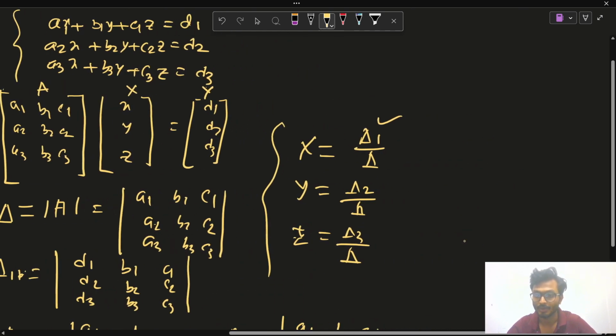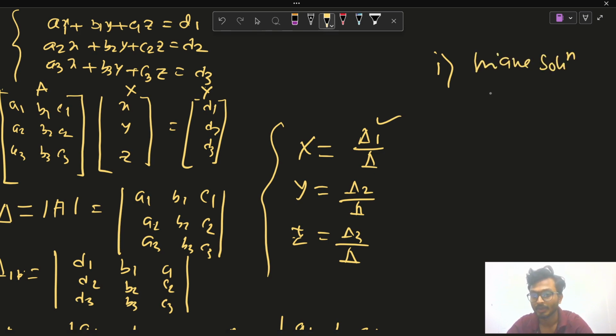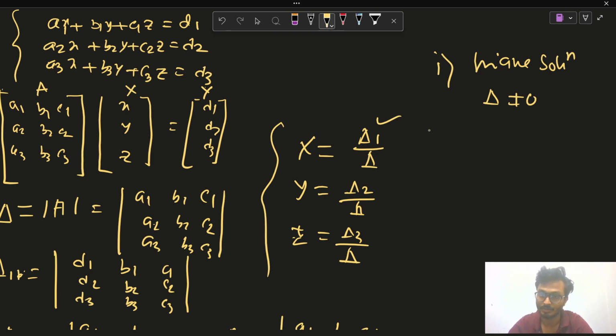Now there are some conditions. First condition, when we get a unique solution. For a unique solution, if delta is not equal to 0, then we get a unique solution, right? A system is called consistent if it has a unique solution or infinite solutions. That means if it has a solution, then it will be consistent. So if it is a unique solution, then it is consistent also.